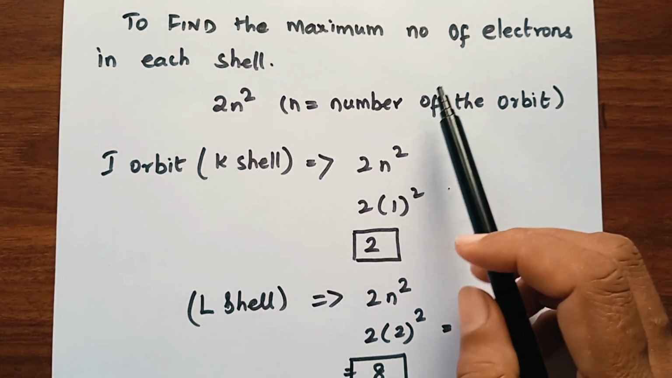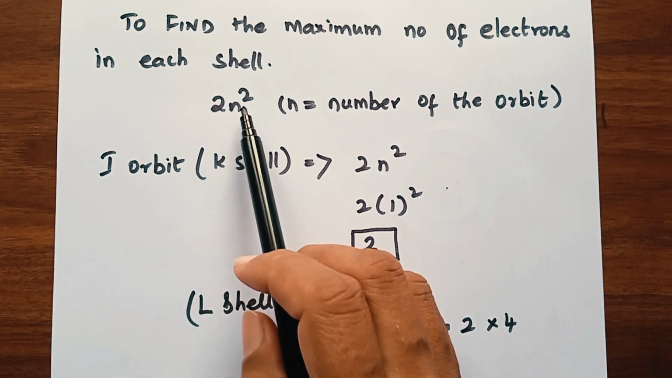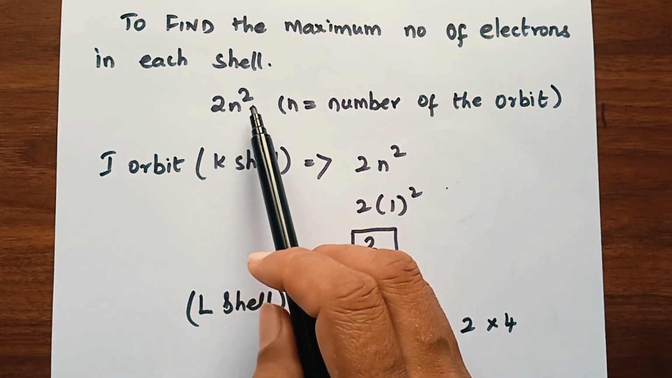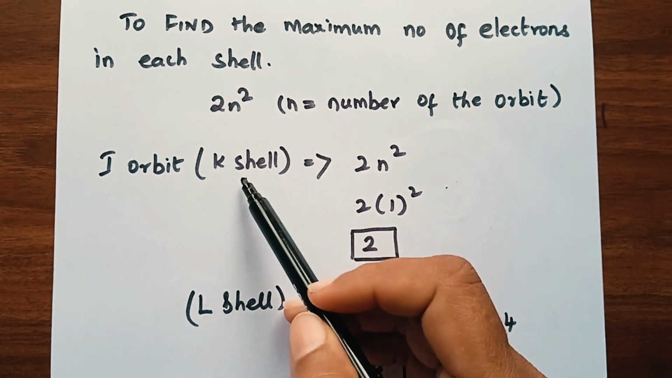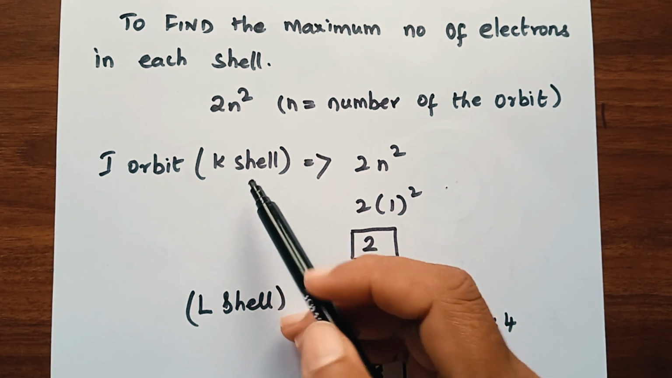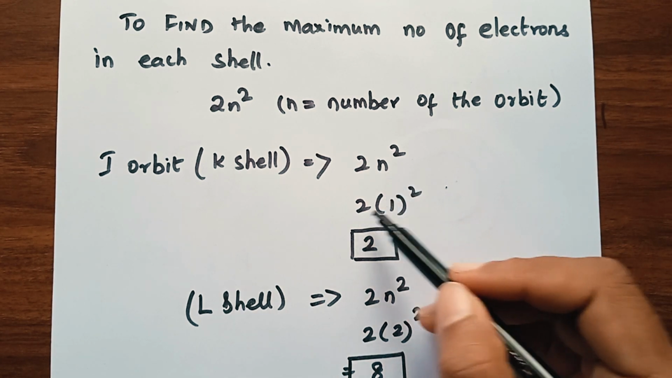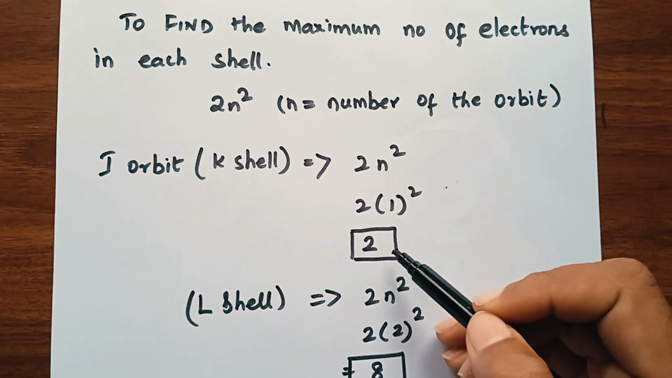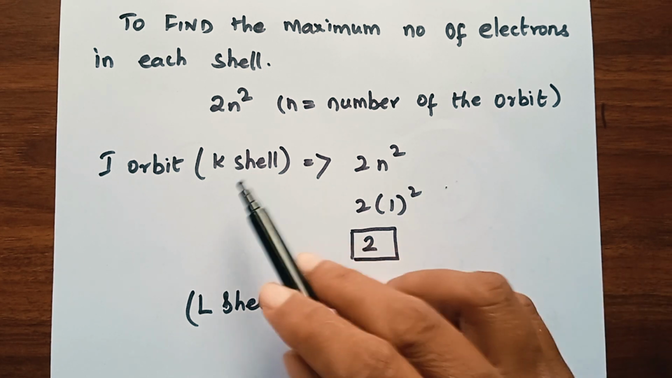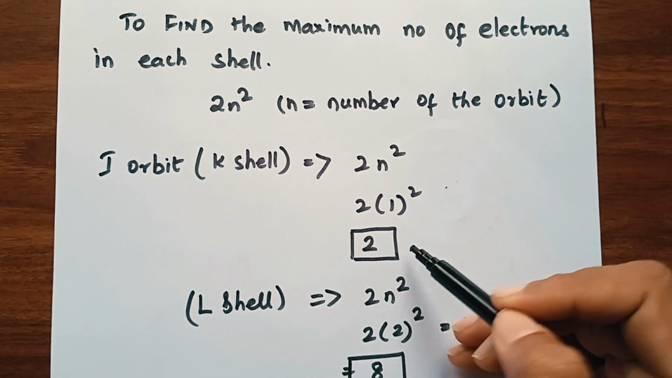To find the maximum number of electrons in each shell, we can use the formula 2n², where n is the number of the orbit. For example, the first orbit we call the K shell. So n is equal to 1. So 2 into 1 squared is 2. So the maximum number of electrons which can occupy the K shell is only 2 electrons.